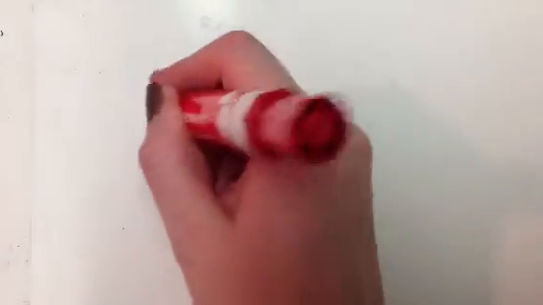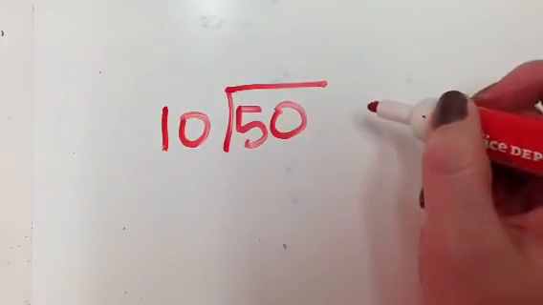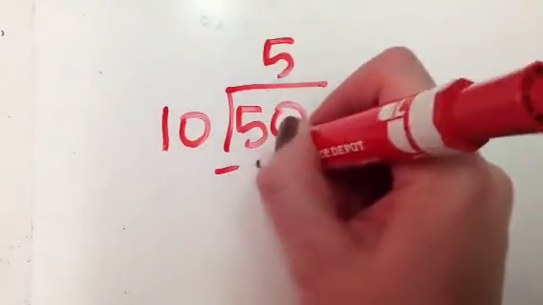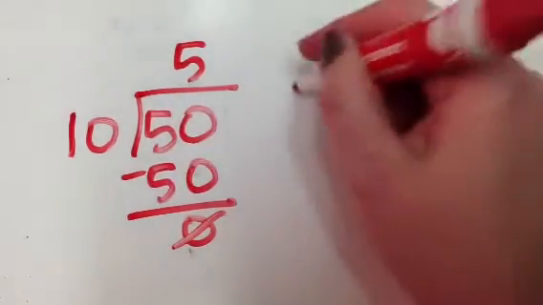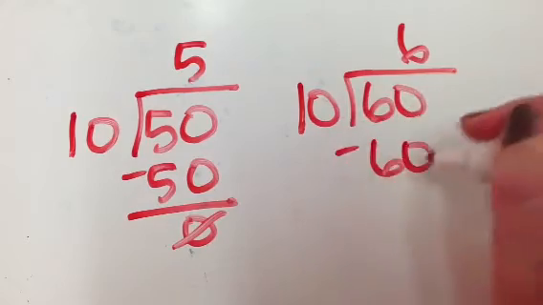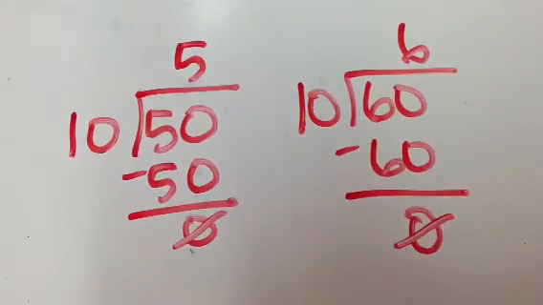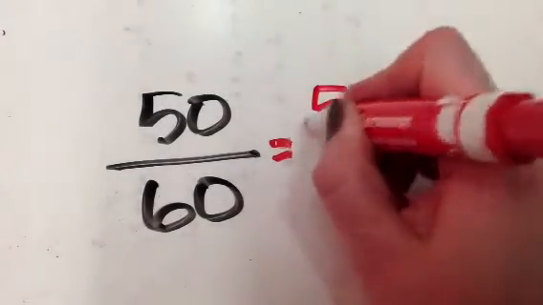Okay, so let me reach another board here. I could say, okay, 10 into 50. I need to know how many times that goes. Well, that goes 5. And I could do all this math. And then 10 into 60, that goes 6 times. I could do all the math to find that it was 5/6.